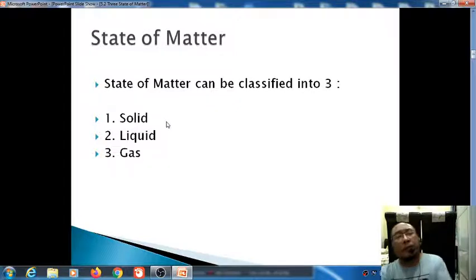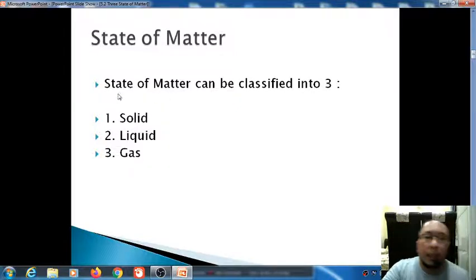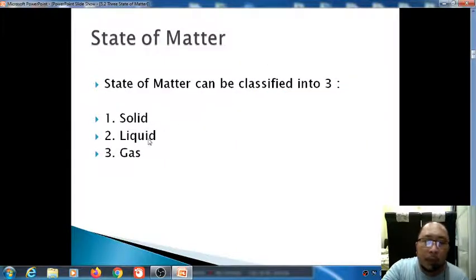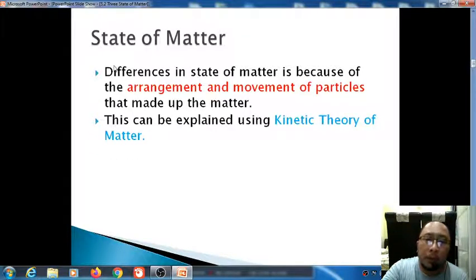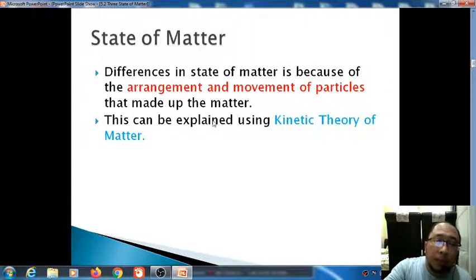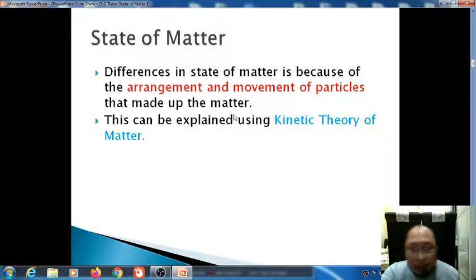From that, we can say that the state of matter can be classified into three, that is solid, liquid, and gas. Solid, liquid, and gas are different states of matter. So why can the states of matter exist like this? The differences in state of matter are because of the arrangement and movement of the particles that make up the matter. So how can this happen? We can explain using the kinetic theory of matter.